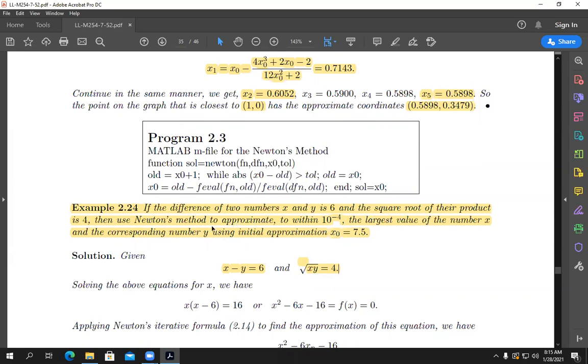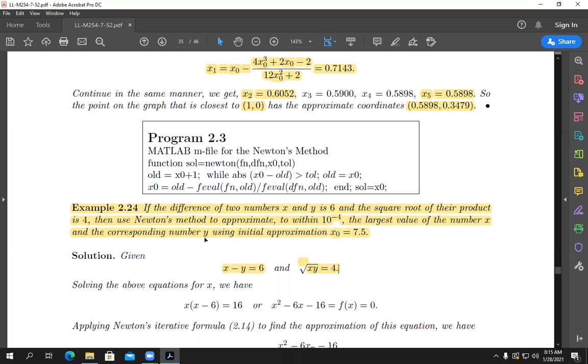Then he says use Newton method to approximate to within 10 minus 4. Again, I repeat, please. In the book, I mentioned 10 minus 4 because I want to show the approximation. But in exam, the teacher must mention whether to use the first or the second approximation. Let's say in exam, I give you the same example. I will never say 10 minus 4. I say use the method to find the second approximation. For example, the largest value of the number x, and then you have the value of x. Then you can easily find out the value of y.